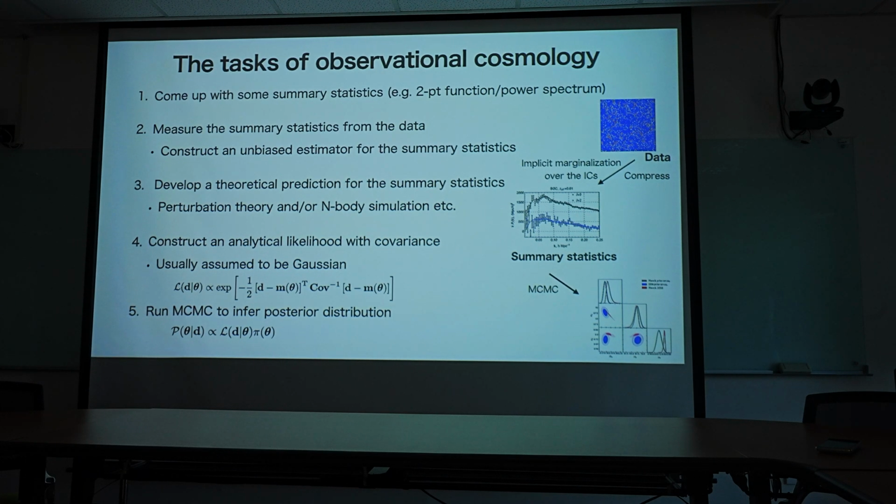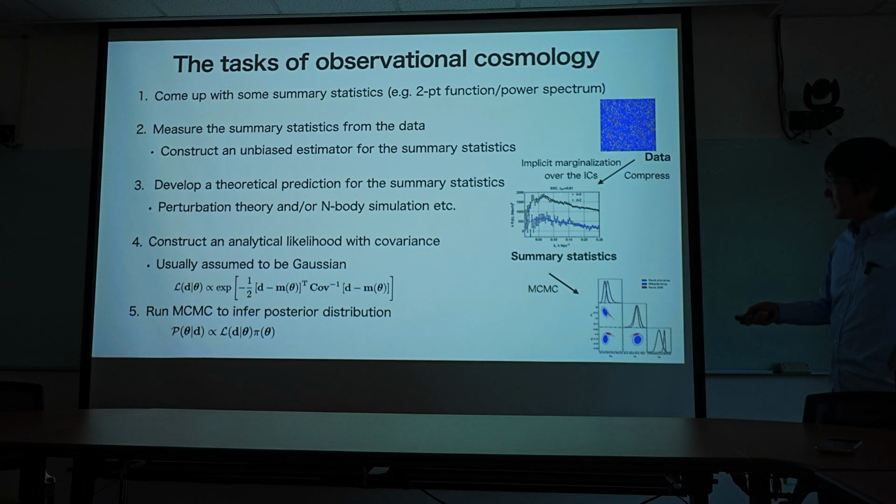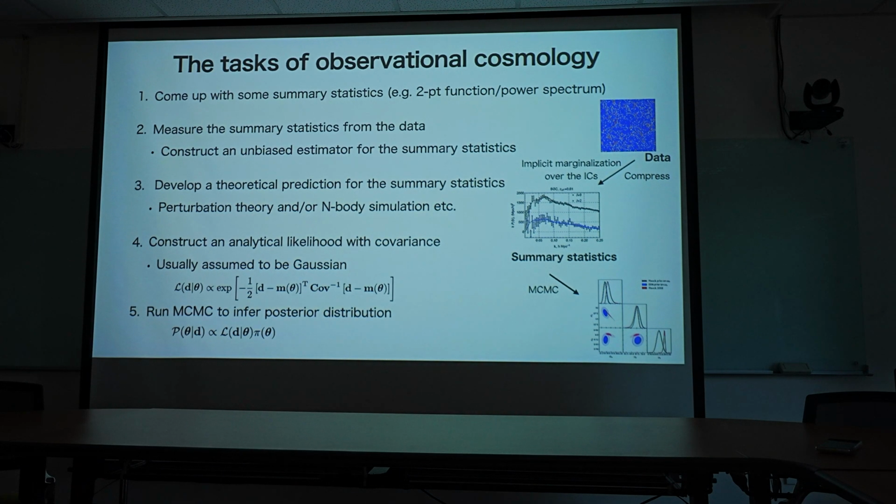Having this theoretical prediction and the measured summary statistic in hand, we can now compare them by using some likelihood. I won't go into details, but usually people assume some Gaussian functional form for the likelihood. Using this analytical form for the likelihood combined with some prior of the cosmological parameters, we can just run some MCMC to infer the cosmological parameters. So here's a very summarized flowchart. We have some data, but we have to marginalize over the initial condition, or compress the full data into a set of summary statistics. After that, we can compare this solid curve and the points to get the final constraint on the cosmological parameters. This is what people usually do in cosmology.